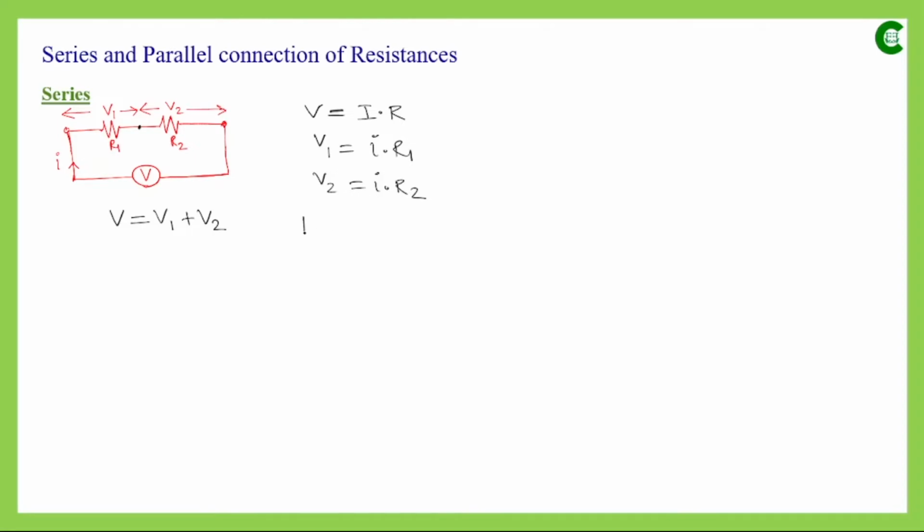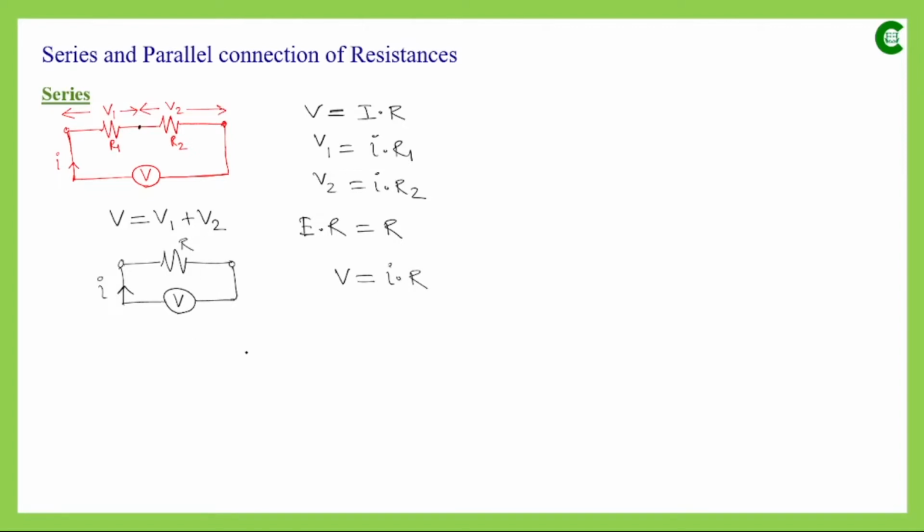Now if we assume that the equivalent resistance of this series connection is R, then that will also obey Ohm's law. For the equivalent circuit, the voltage which will be dropped across it will be V. So it will look as if we have a single resistor which has value R, and across that the same voltage V is connected, supplying the same current I. So this will also obey Ohm's law, and we can write V equals I into R.